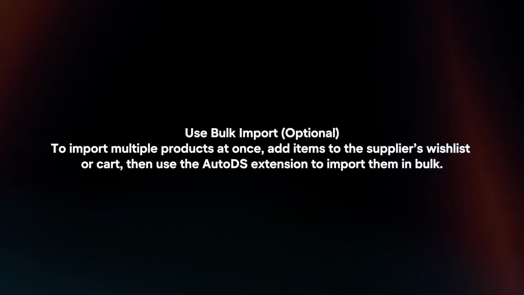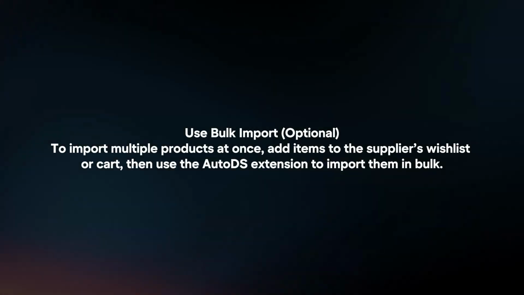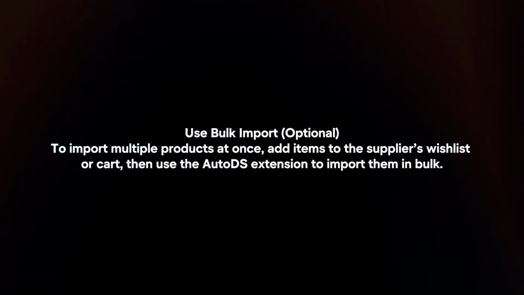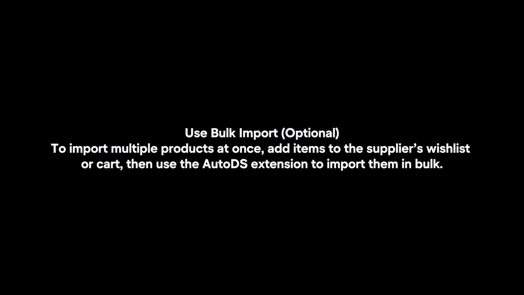Use bulk import. To import multiple products at once, add items to the supplier's wishlist or cart, then use the AutoDS extension to import them in bulk. Manage orders efficiently. The extension also helps automate the order process by tracking purchases and syncing tracking numbers.